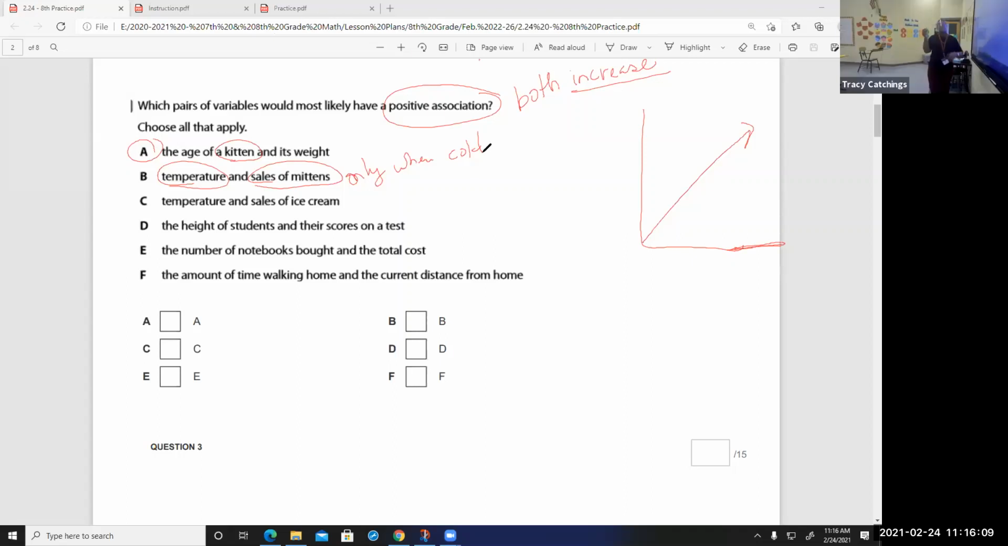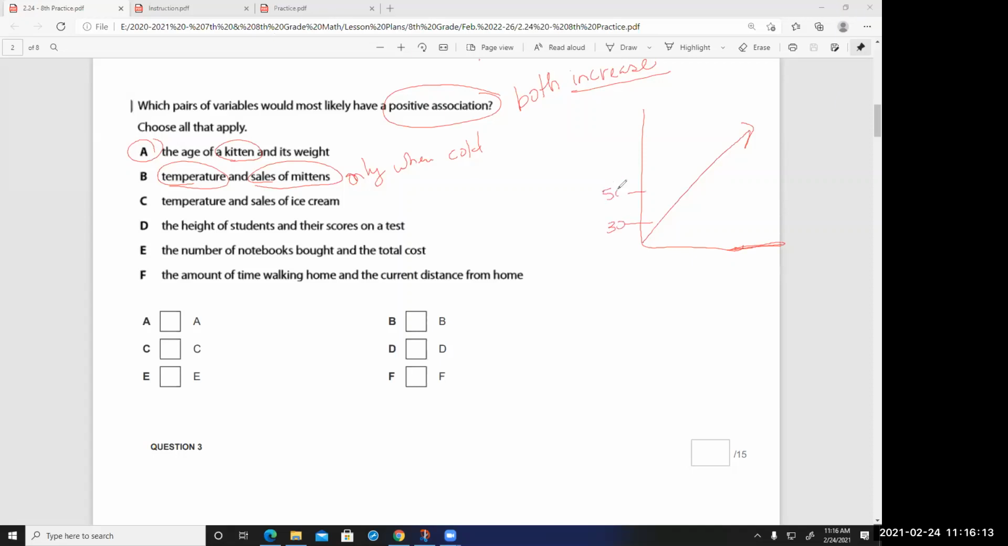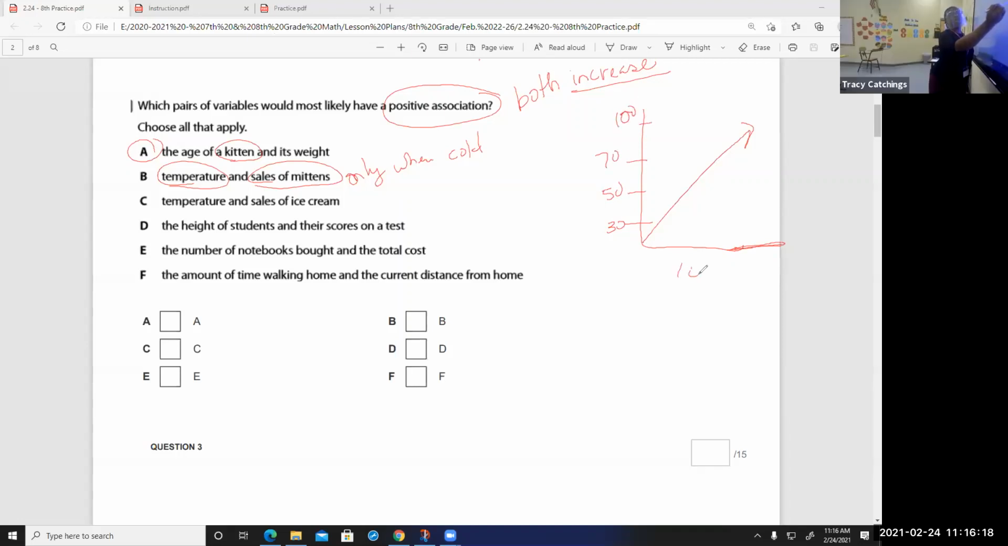All right, but think about it. Let's say this is our graph, and let's say that's 30 degrees, and this is 50 degrees, and this is 70 degrees, and 100 degrees. This is my ice cream.